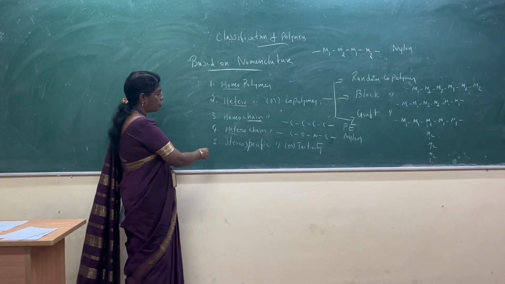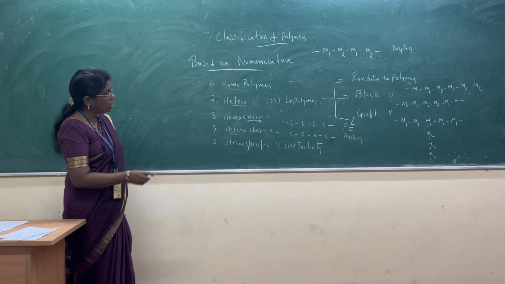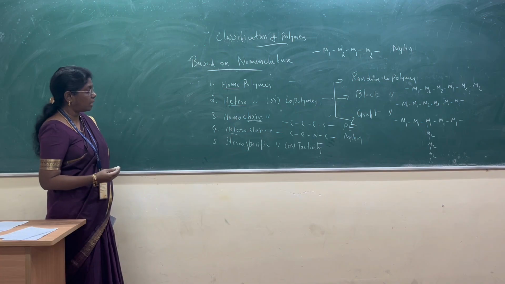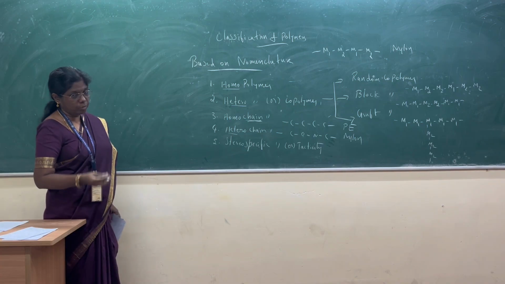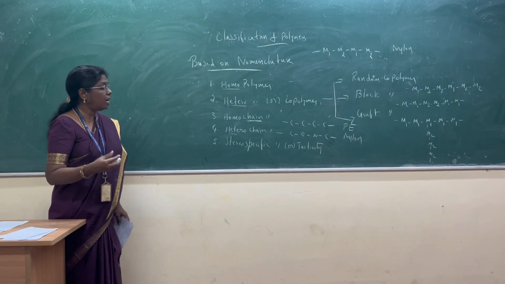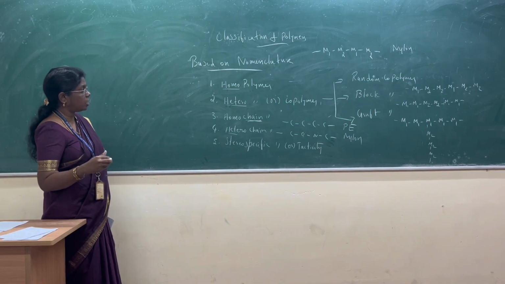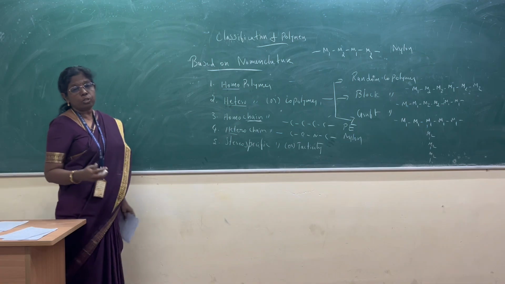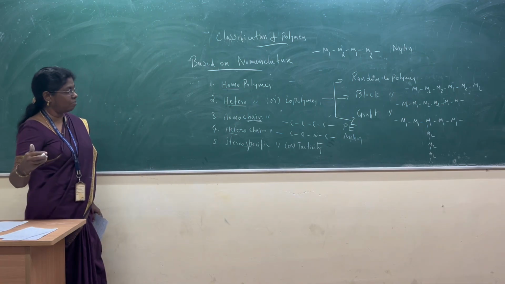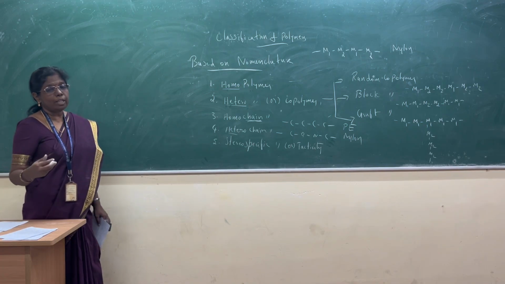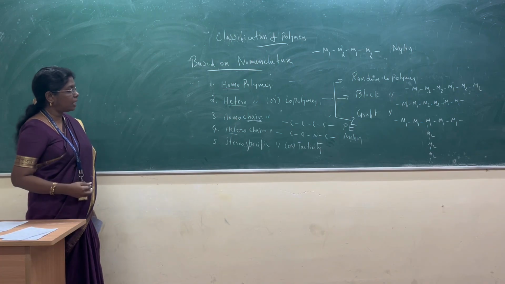And the last one, the fifth one, is the stereospecific polymer. Stereospecific polymer or tacticity we have already studied. Tacticity means arrangement, order. So the functional groups are arranged either in an orderly or disorderly arrangement, which is called stereospecific or tacticity. There are three types: isotactic, syndiotactic, atactic. Isotactic means same side, syndiotactic means alternating side, and atactic means random. That is called tacticity.